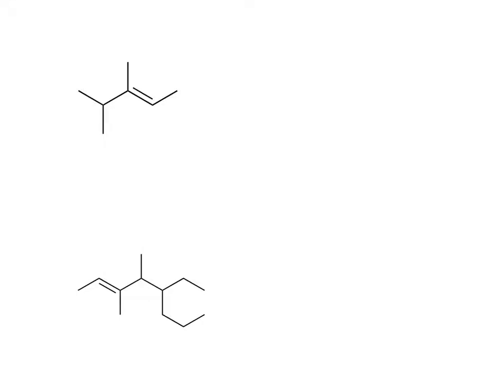Hello. So what we're going to look at now is how do you name alkenes? Same as you do with alkanes, you're going to find the longest parent chain. If we go right through the middle here, we can find our longest continuous carbon chain, and that's going to be our parent chain.